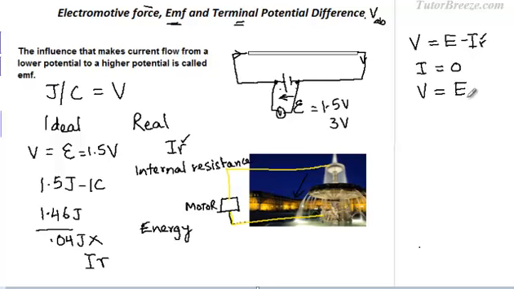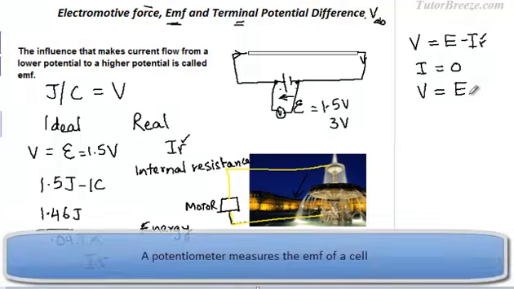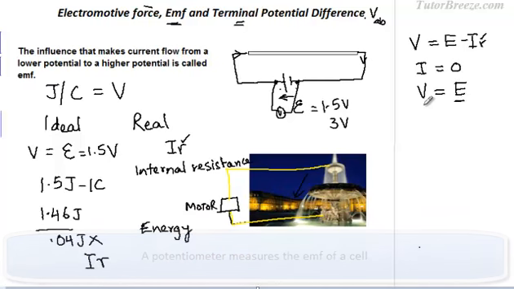And this is actually what you measure with the potentiometer, because a potentiometer is adjusted in such a way that the current drawn from the cell is 0 at the balance point. So what you are measuring is the EMF of the cell. In that case, the potential difference across the terminals is equal to the EMF of the cell.